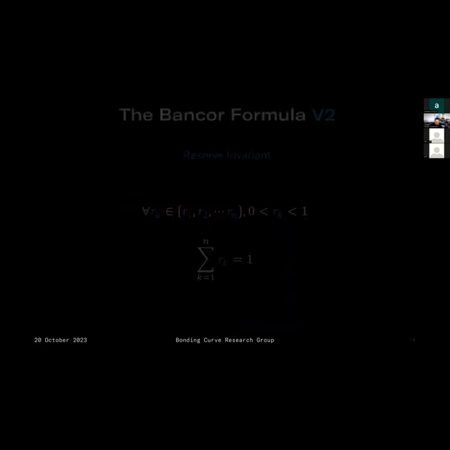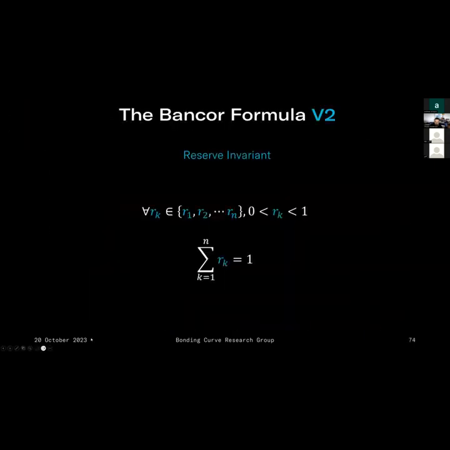Okay, so moving on. Just quickly, we're going to treat the reserve invariant the same with respect to how the reserve weights work. Just remember that this sentence in formal logic just means that for every reserve weight in the set of reserve weights that define our bonding curve, they are all a number between 0 and 1, and the sum of all of the reserve weights is equal to 1. That is not changed. Everything else is going to change.